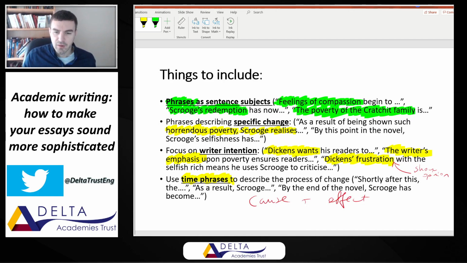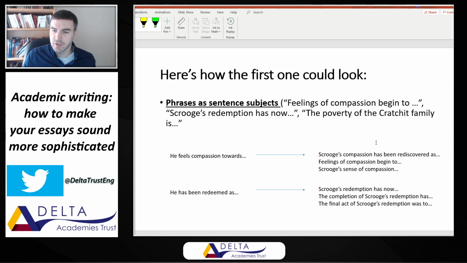All right. Now, I just want to give a couple of practical examples for that first one. So here's on the left-hand side where you would do it in a slightly more simplistic way. So instead of saying he feels compassion, you could say Scrooge's compassion has been rediscovered. So words like this, fronting that phrase at the beginning, is a more sophisticated way of doing that. Feelings of compassion, again, more sophisticated way. Scrooge's sense of compassion, a little bit longer this time. All of these are better forms of that.